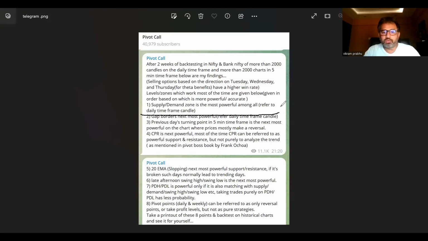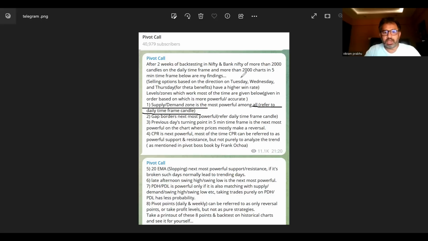Let us now come to the first point, which I said: supply and demand zone is the most powerful among all. What I have seen after doing the backtesting, I've done it on everything: gaps, PDH, PDL, CPR, 20 EMA, everything. What I've seen is that what works very well on the chart, which is the most accurate, is supply and demand zone. This comes on top. If you focus more on supply demand zone when you are doing day trading in Nifty Bank Nifty, you can have an edge. And for that, you can use a daily time frame candle as a reference.